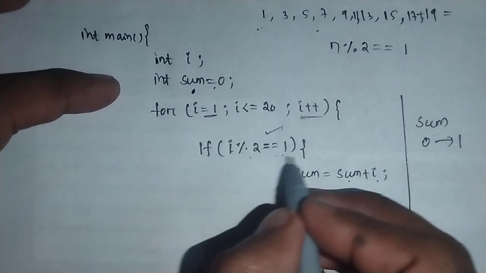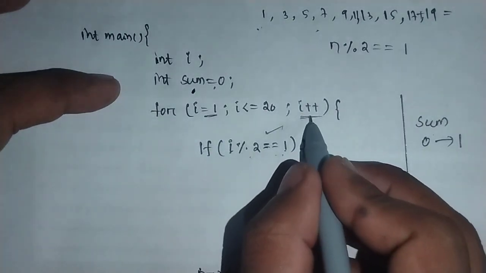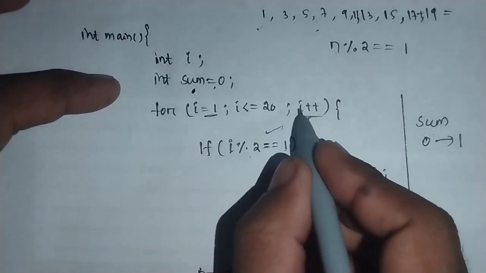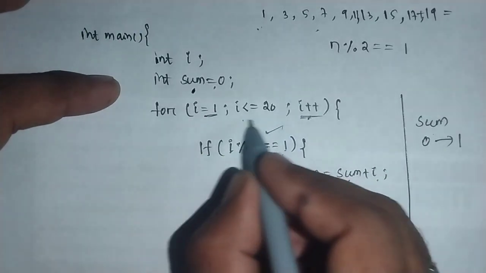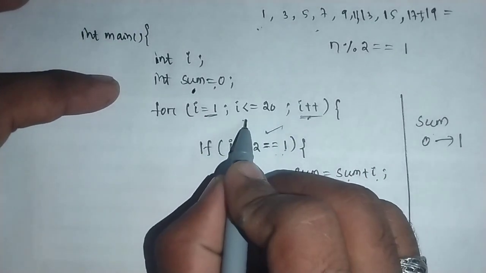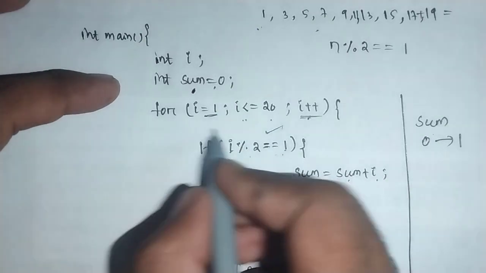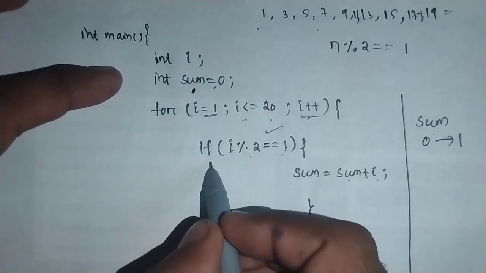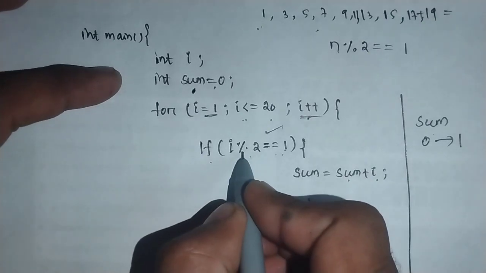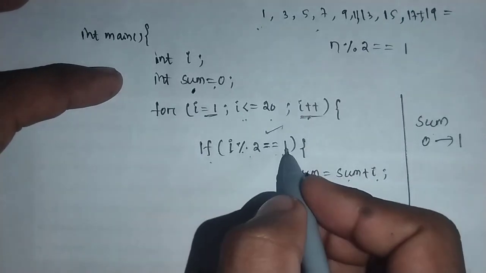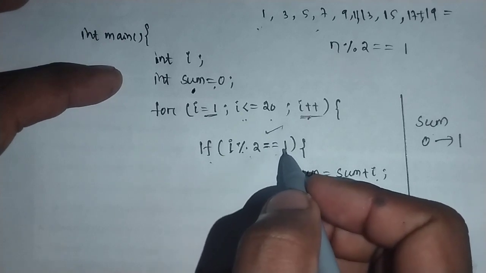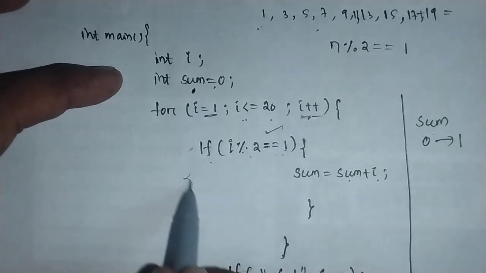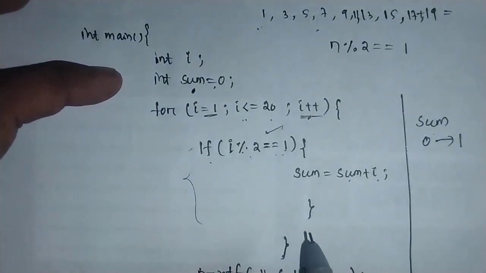In the next iteration, the increment will be done, so the value of i will be 2. Here it will check whether 2 is less than 20 or not. Yes, 2 is less than 20, so it will go into the loop. In the if condition, is 2 modulus 2 equal to 1? No, 2 modulus 2 gives the remainder 0, so it is false and it will not enter this condition. So the task is done.